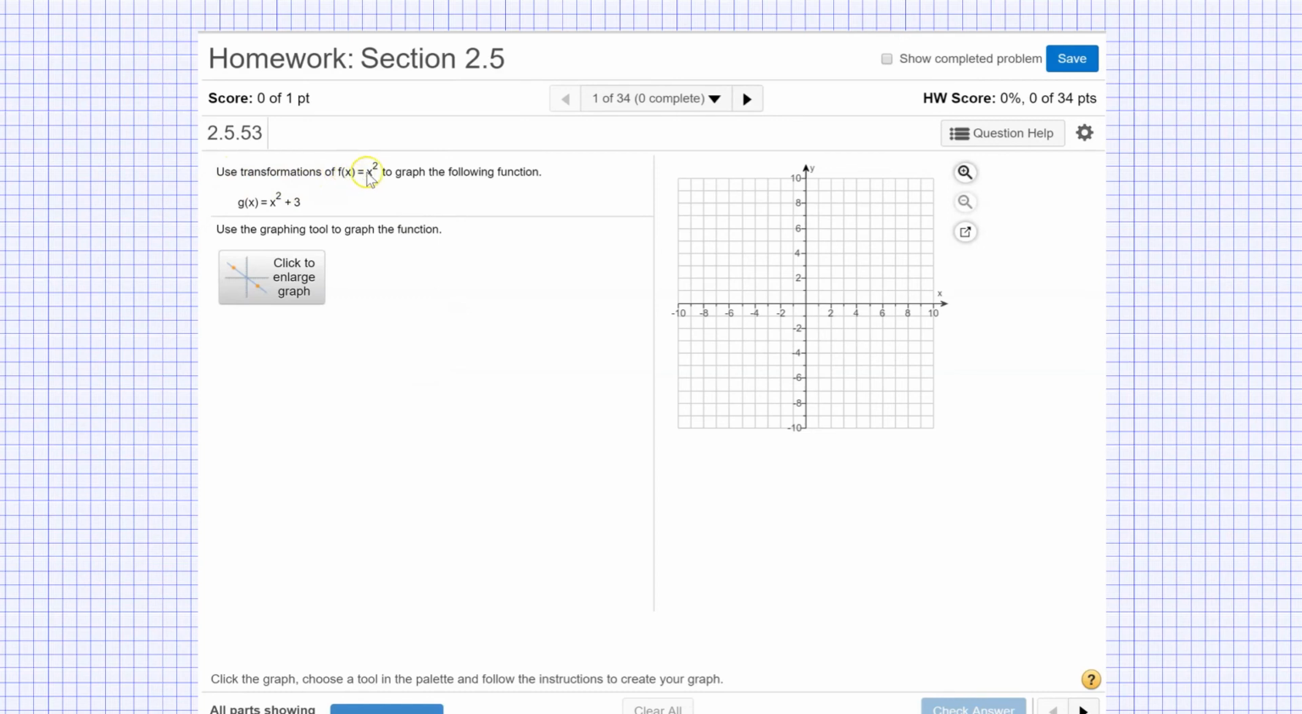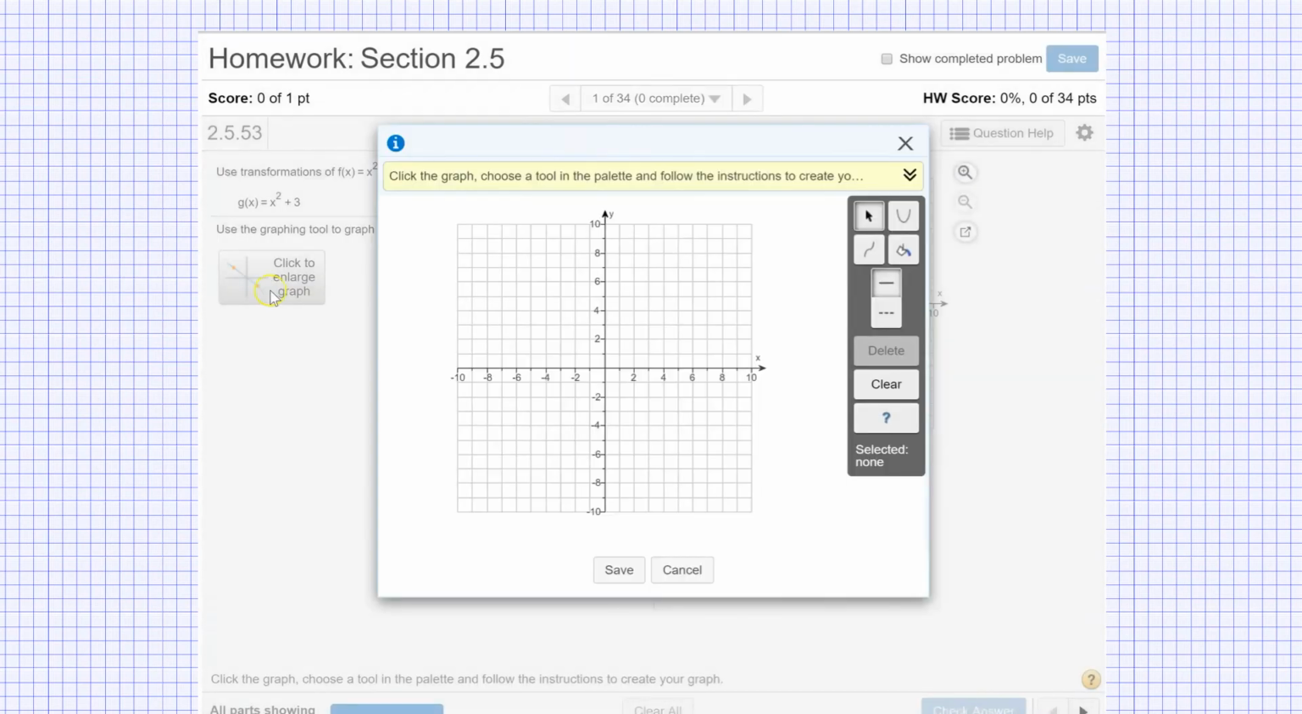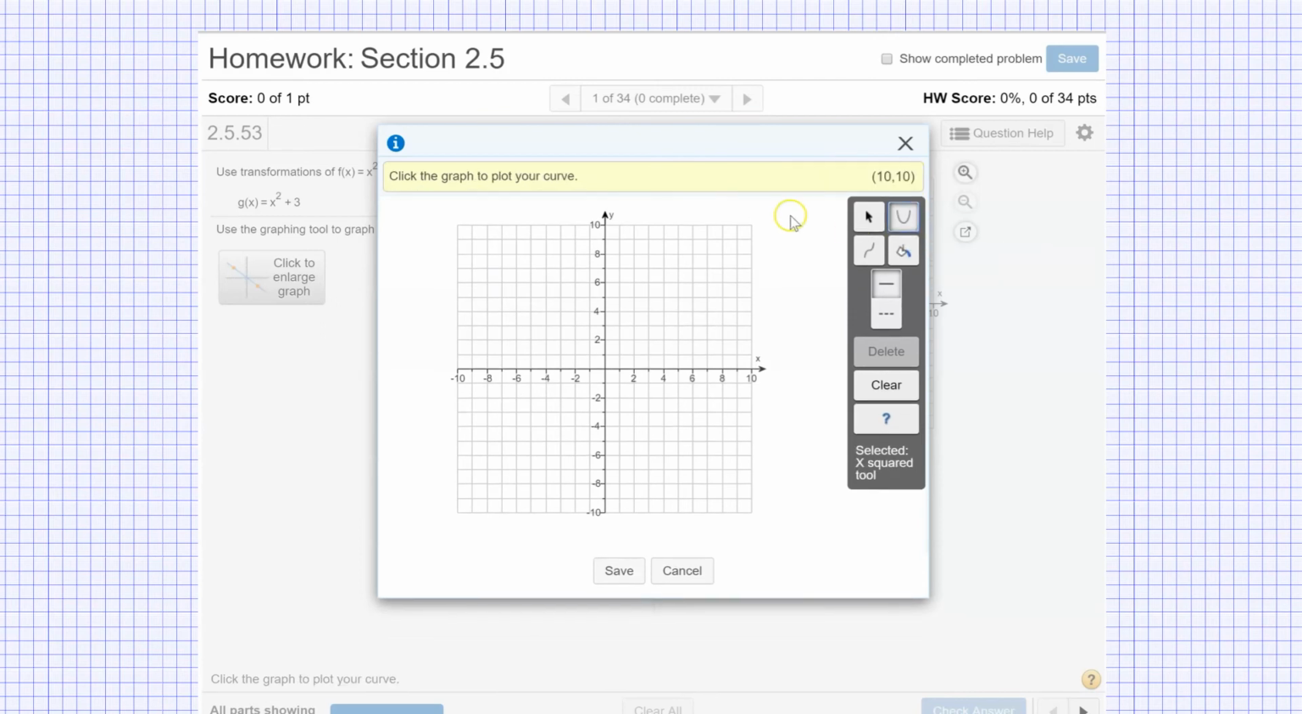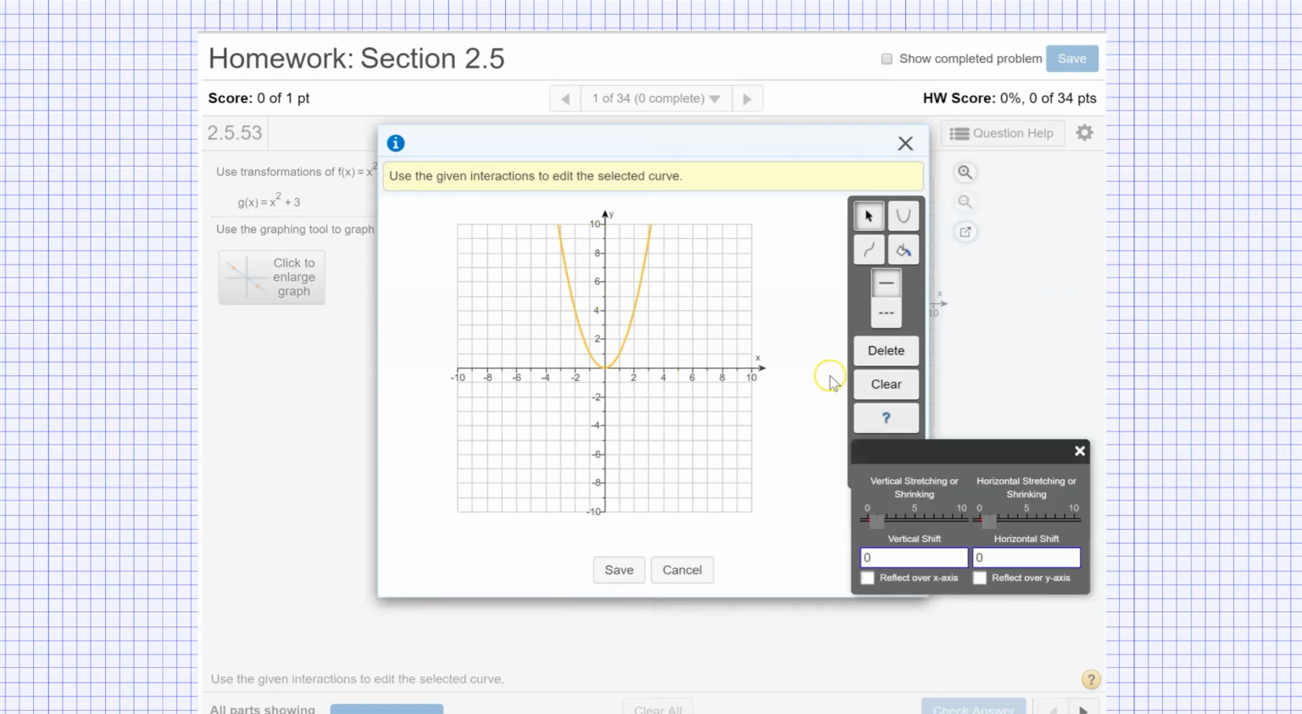Again, reading the directions, f of x equals x squared, to graph the following function, g of x equals x squared plus 3. This is going to be a parent function of the quadratic, and it's going to shift up 3 units. So I'm going to click on the graph to enlarge it. And you see it says click the graph and choose a tool in the palette and follow the instructions to create your graph. And I'm going to want to use the x squared tool. This is kind of different than what we've done before. You just click anywhere on the graph, and it's going to plot that parent quadratic for you.